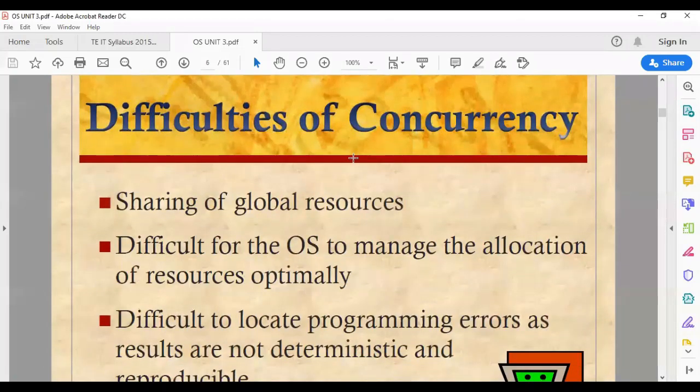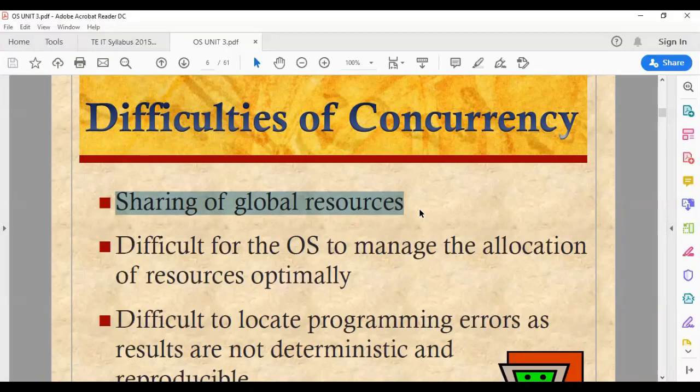Then what are the difficulties in concurrency? The first one is the sharing of global resources. Global resources are resources that can be allocated to multiple processes. Suppose R1, R2 and R3 are global resources, meaning anyone can access them, and P1, P2 and P3 are the processes. How will they share these global resources, because these resources are required by P1, P2 and P3?